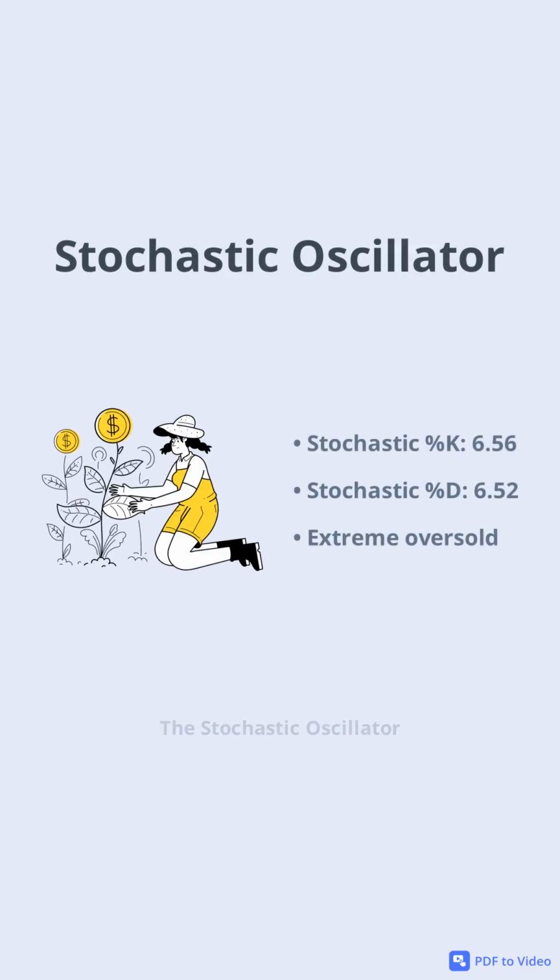The stochastic oscillator is another momentum indicator, and for DVLT, it's flashing an extreme oversold signal. The %K is at 6.56 and %D at 6.52, both well below the oversold threshold of 20. This suggests that selling pressure may be exhausted soon, and a relief rally could be on the horizon. However, oversold conditions can persist in strong downtrends, so it's important to wait for confirmation before acting.